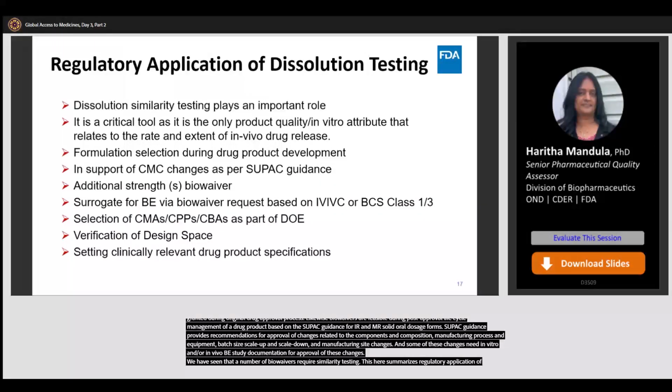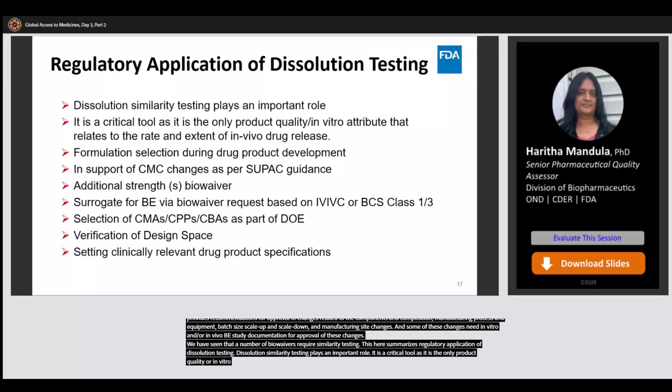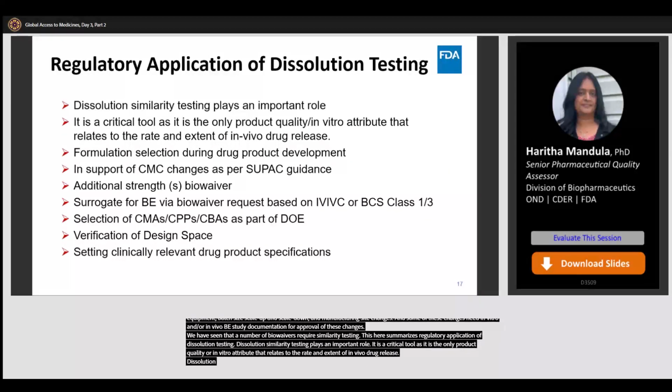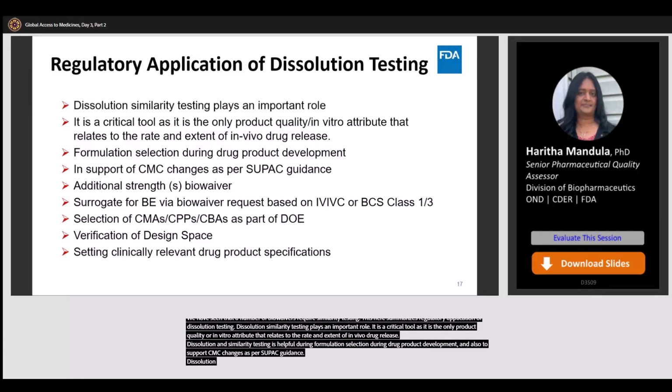Dissolution similarity testing plays an important role. It is a critical tool as it is the only product quality or in vitro attribute that relates to the rate and extent of in vivo drug release. Dissolution and similarity testing is helpful during formulation selection during drug product development and also to support CMC changes as per SUPAC guidance. Dissolution testing also supports additional strengths biowaiver.